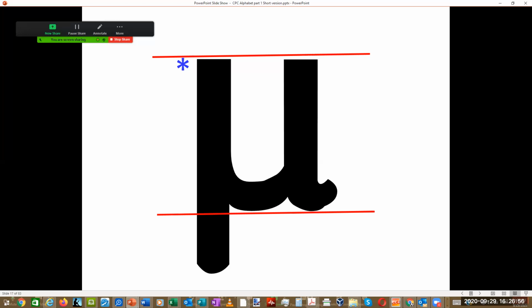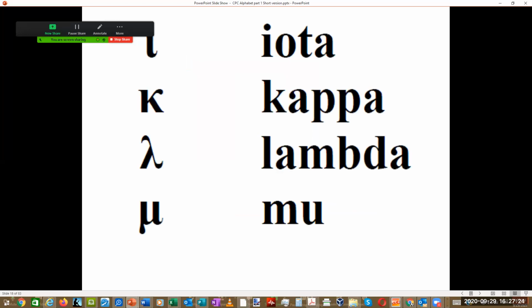But it is the M sound, and when we transliterate it, if you look over in the second column from the right, when we put it in English letters, we write an M. If we're transcribing it, if we're transliterating is the technical term, into English letters. So now we've added 4, so we have 12. And we'll look at those just briefly here. Iota, kappa, lambda, mu.